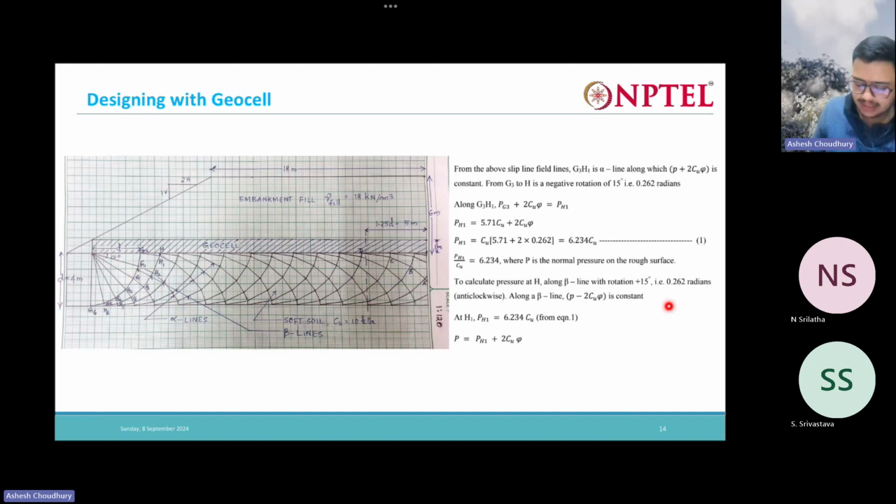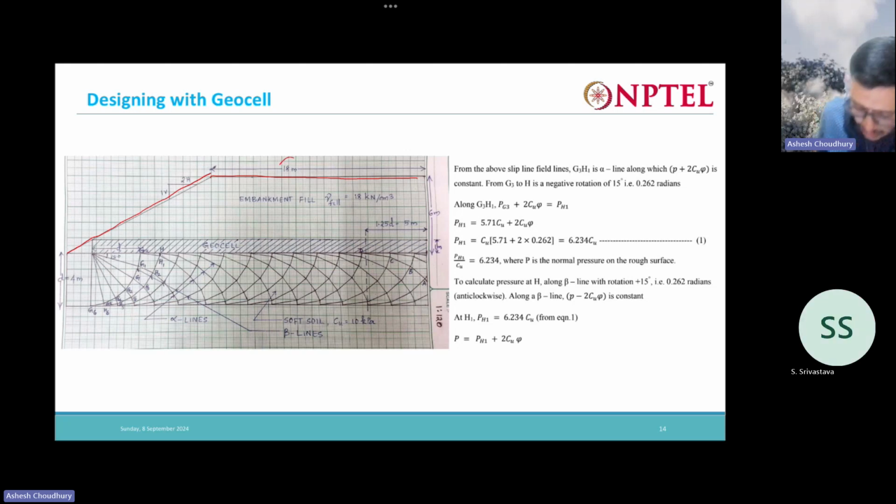So this is the embankment. You can see that they have drawn half of the embankment, right? As the embankment is symmetric, we have drawn half of it, 18 meters. Then we will provide a geocell layer like this. The thickness of the geocell layer is 1 meter, that is given to us. The thickness of the soft soil layer is also given, that is 4 meters.